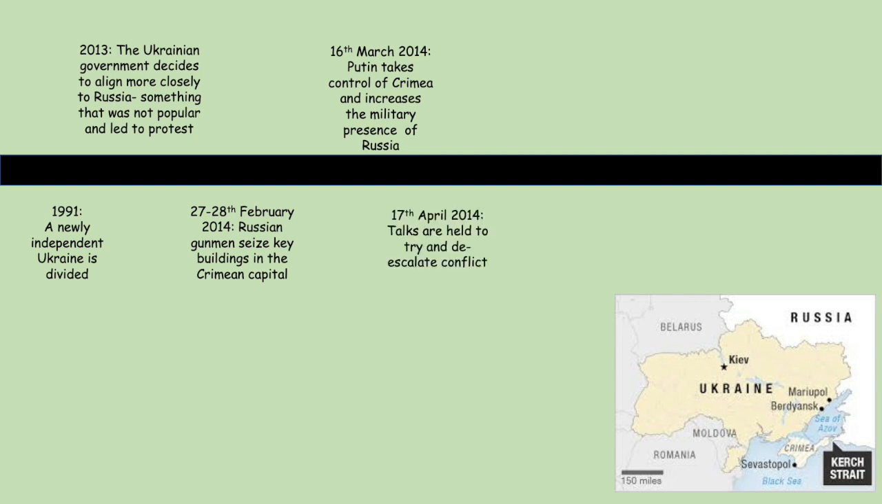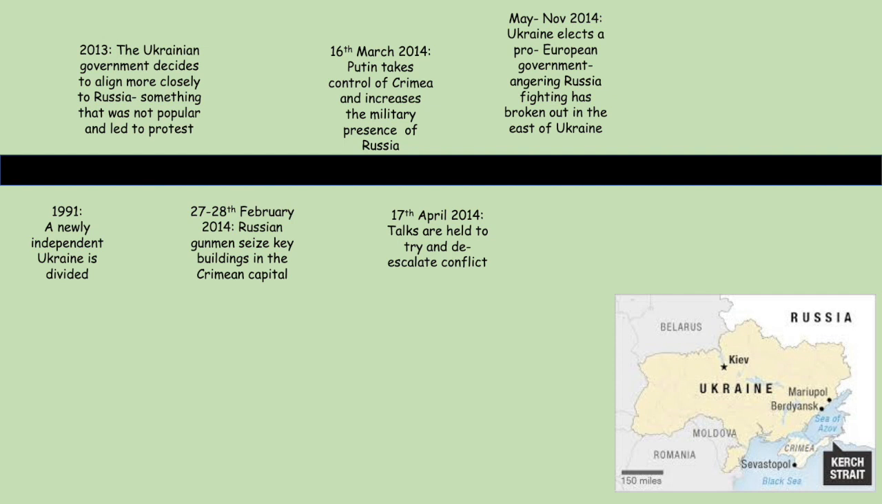On the 17th of April, talks were held between the UK, USA, Russia and the EU to try to de-escalate the conflict. However, this was not successful, and between May and November 2014, the Ukrainian people elected a pro-European president and pro-European parties in their parliamentary elections. The conflict in Ukraine spread through much of the east of the country, with the Ukrainian army fighting against pro-Russian separatists.